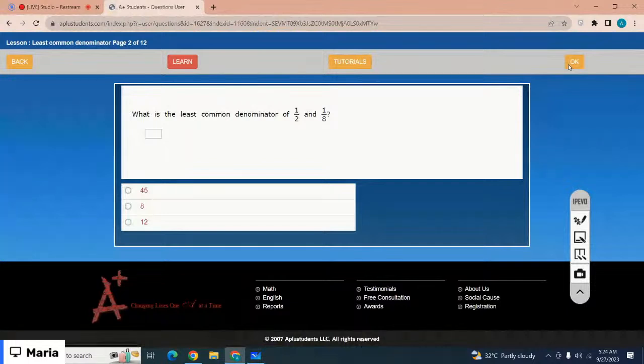Okay, what is the least common denominator? So which is the correct option?